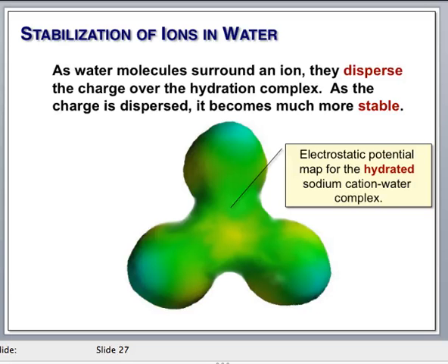The thing that makes water such a wonderful and unique solvent, and why we say that when we look for life in space, we look for water. Why? Because water is unique in its ability to disperse charge like this. And because it can disperse charge, it can dissolve ions, and we'll see it can do all sorts of very interesting and important chemistry.